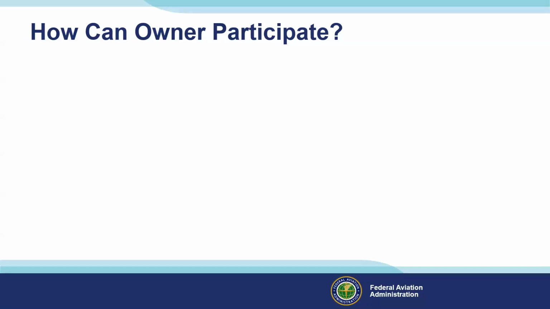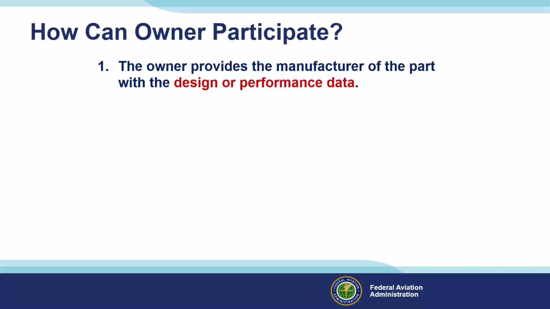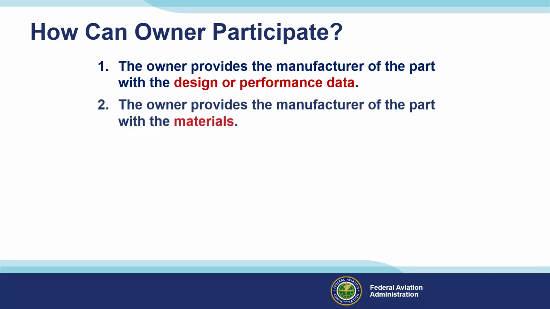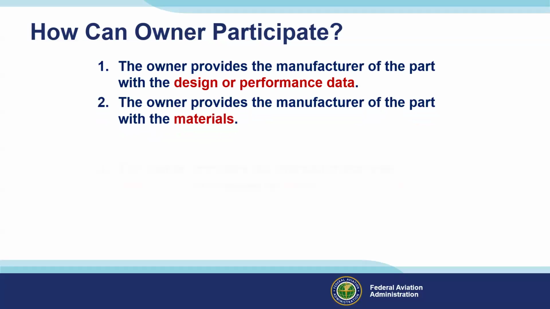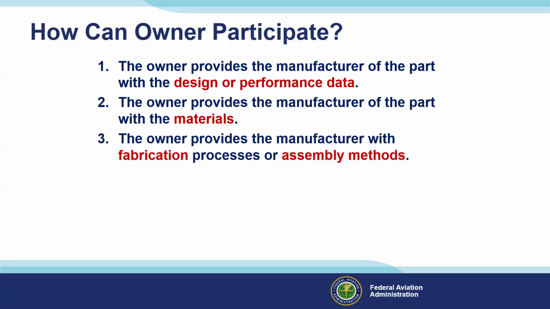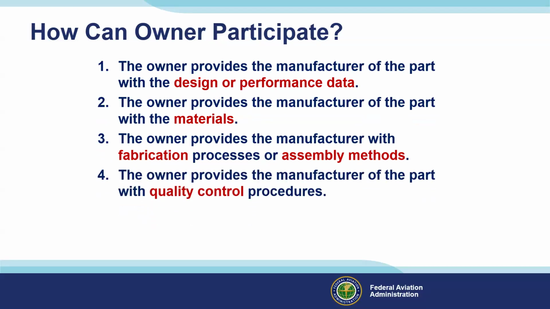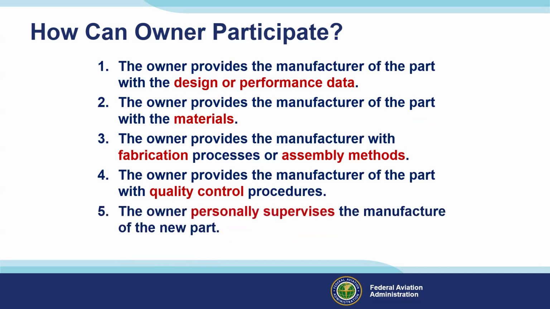So how can an owner participate? Well, here's the 5 ways that an owner can participate. They can participate if they provide the manufacturer with design or performance data, if they provide the materials, if they provide the fabrication process or assembly method, if they provide the manufacturer with quality control procedures, or if the owner personally supervises the manufacture of the new part.